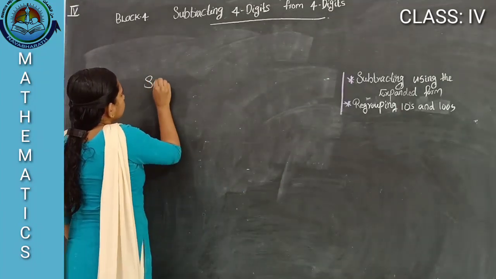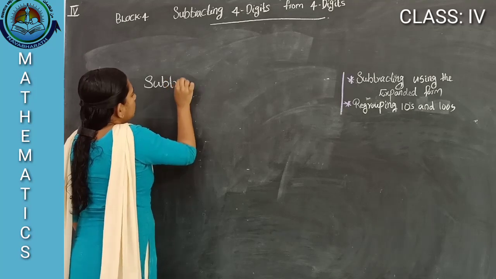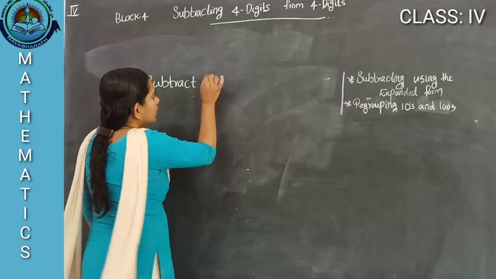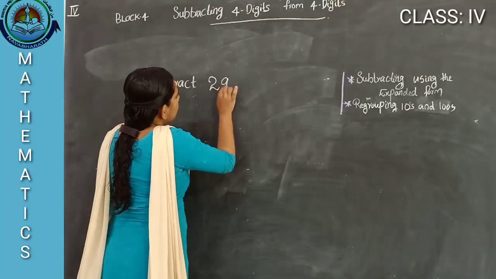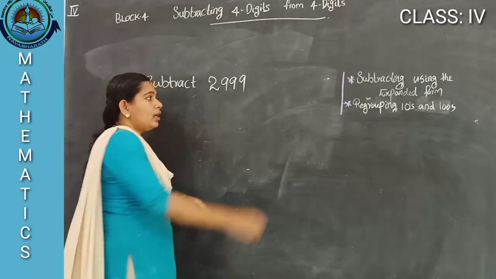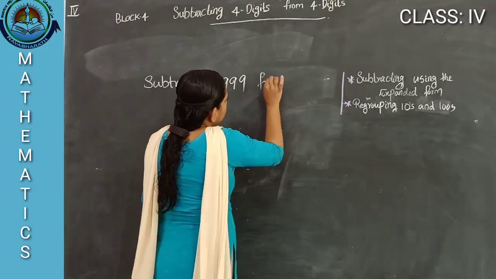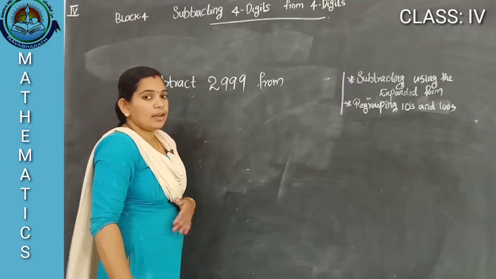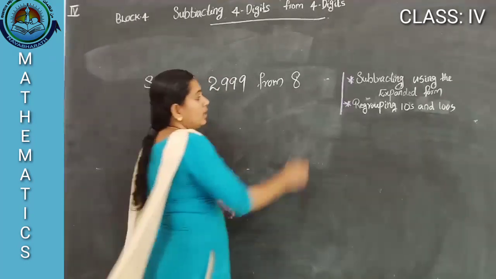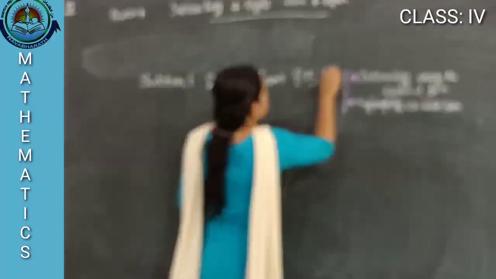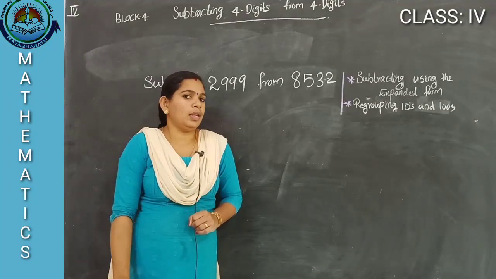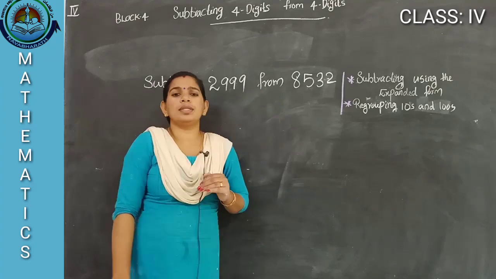Subtract. Write down this question. Subtract 2,999 from 8,532. Then using the column method, you do this.